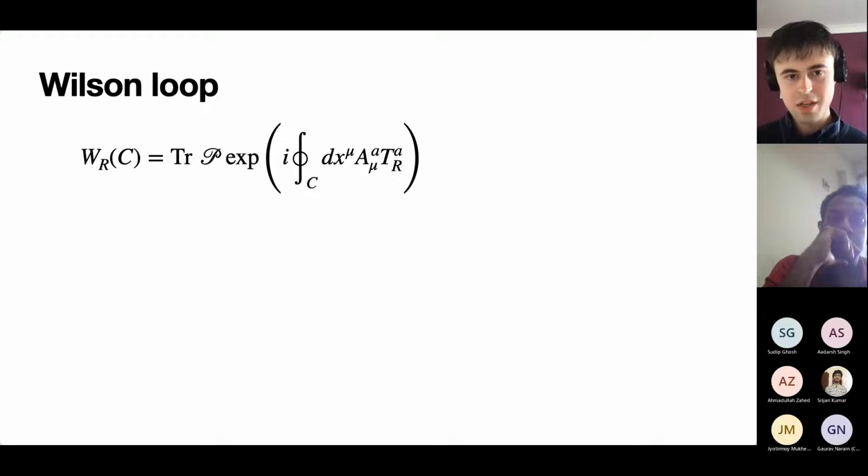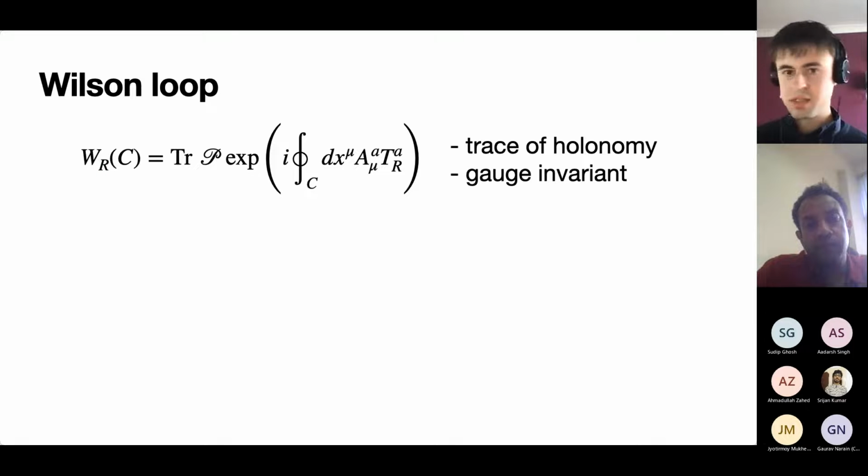Also, for any discussion of gauge theories, we'll need the Wilson loop. This is how it's defined. P is the path ordering operator, and the trace is taken over the color indices, and it can be taken in any representation of the gauge group labeled by R. This is just the trace of the holonomy, and it provides a gauge invariant observable. This is important because gauge symmetry is just a redundancy, so any physical quantities must be gauge invariant. When we don't specify R, then we take it to be the fundamental representation.